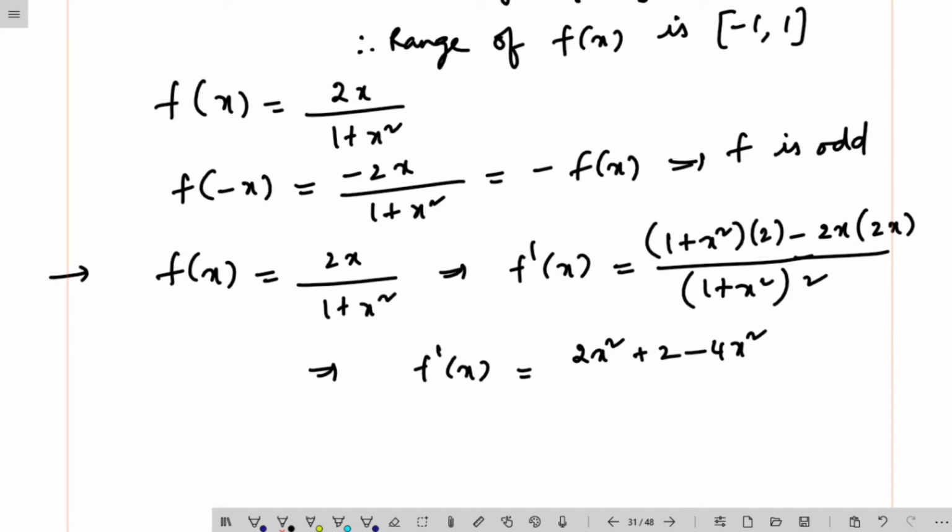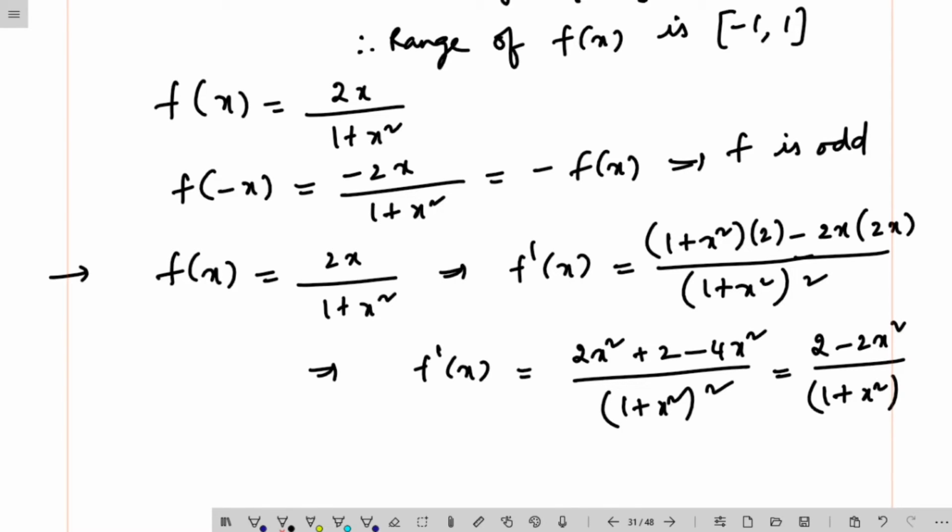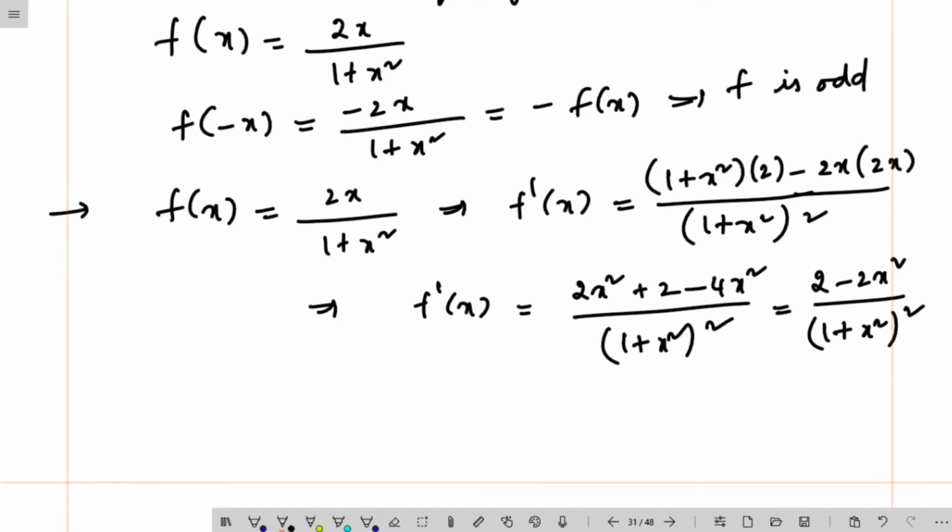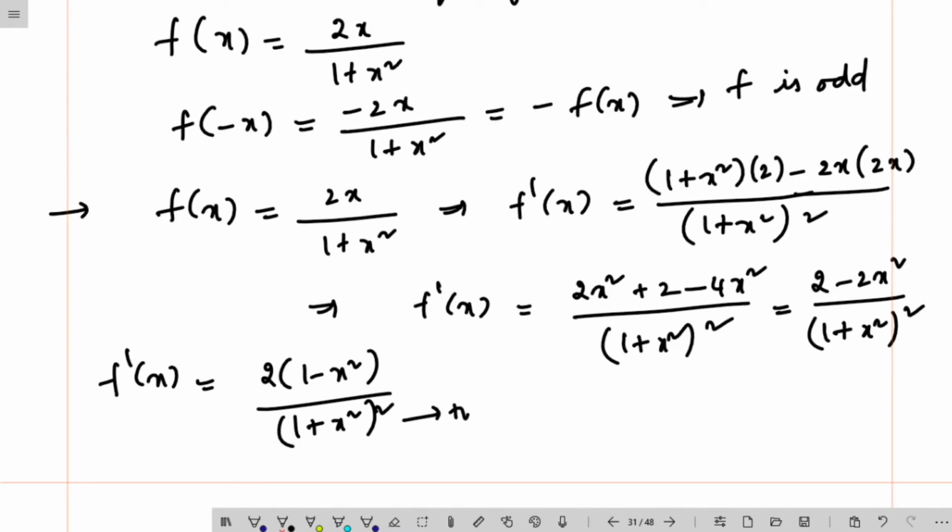Let me check once again: (1 plus x square) into 2 minus 2x into 2x. Okay, correct, divided by (1 plus x square) whole square. Which is equal to (2 minus 2x square) divided by (1 plus x square) whole square. This can also be written as f dash x equal to 2 taken common, 2 of (1 minus x square) divided by (1 plus x square) whole square. Clearly the denominator is positive, and the numerator part will be increasing or decreasing.